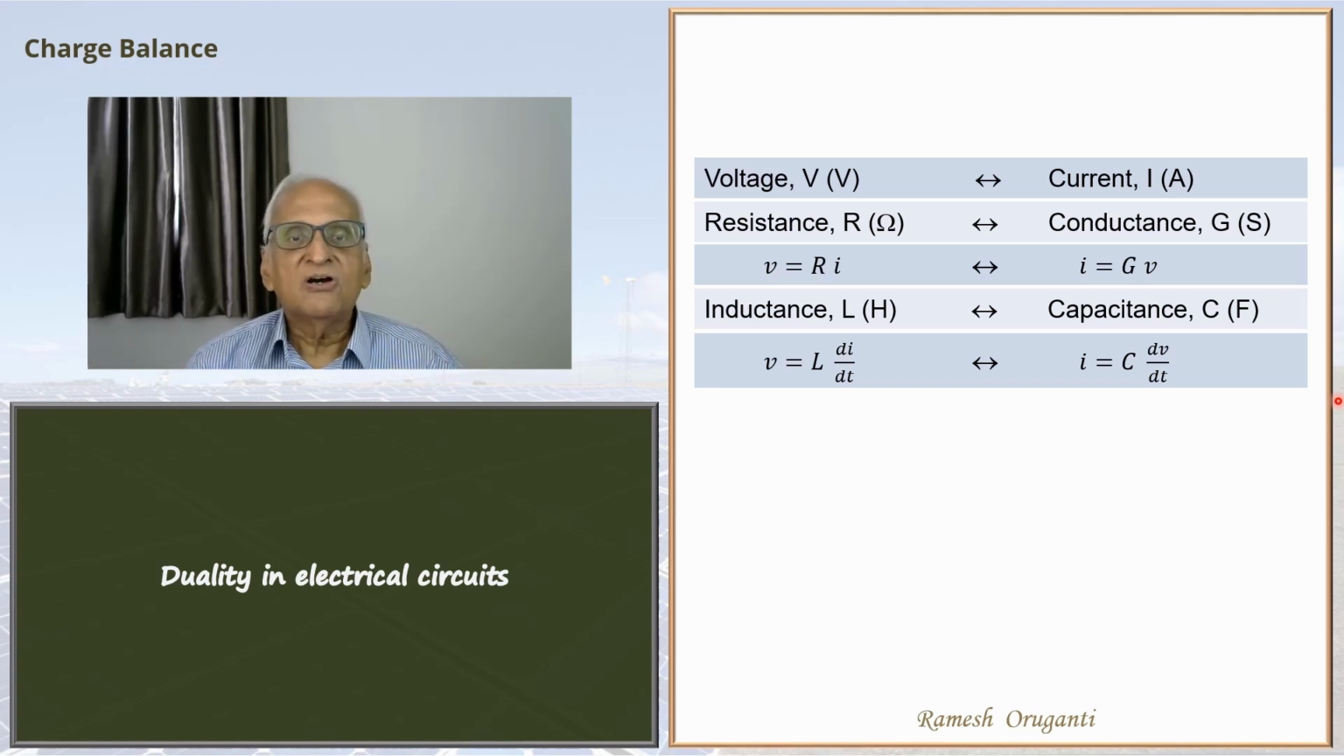Kirchhoff's voltage law and Kirchhoff's current law are duals of each other. If you have a series resonant circuit fed by a voltage source, you can have a dual circuit, a parallel resonant circuit fed by a current source, and so on.